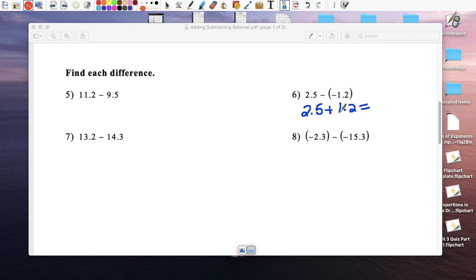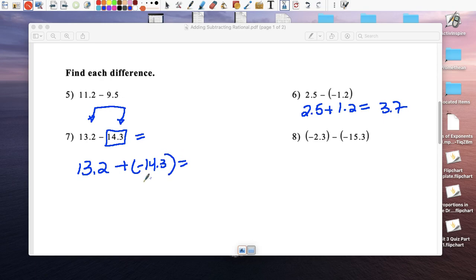So 2.5 plus 1.2 is just 3.7. This one, now notice that the second add-in is a bigger number than this. Okay, so if you want to change it again, keep the first add-in, change the subtraction to addition, and the additive inverse of 14.3 is negative 14.3. So now you're adding a positive number and a negative number. The absolute value of the negative number is larger, so you know it's going to be a negative answer, and you've got to subtract those two numbers. So the answer is negative 1.1.